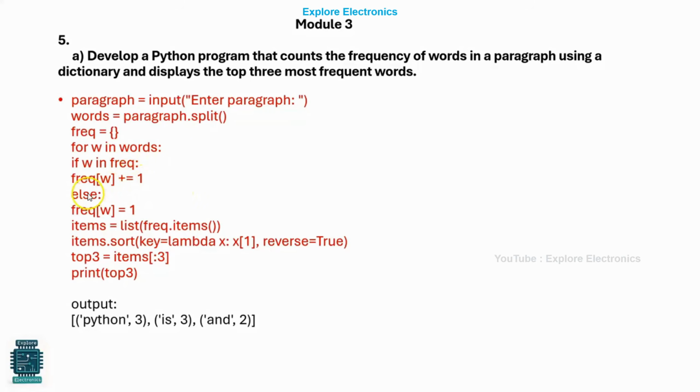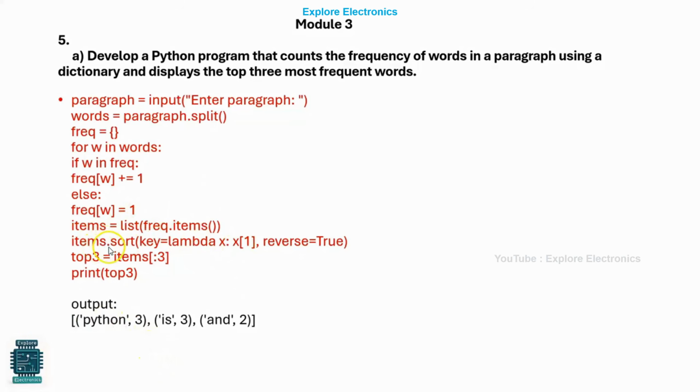After that, else: frequency[w] = 1. Here, if the word is new, this line adds it to the frequency dictionary as a new key with a starting value of 1. items = list(frequency.items()). I am taking the items method because it converts the frequency dictionary items to a list of tuples, where each tuple is a word and its frequency.